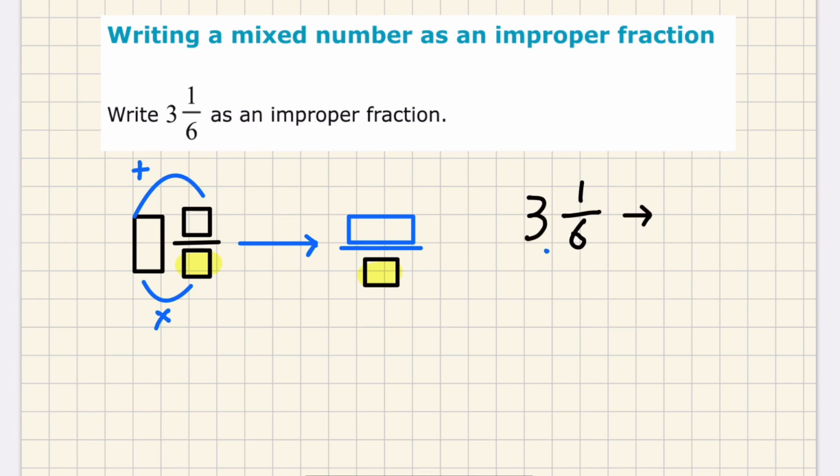We would multiply the 3 and the 6, giving me 18, and then add the 1 to get our new numerator, 19, and then keep that denominator of 6. So as an improper fraction, we have 19/6.